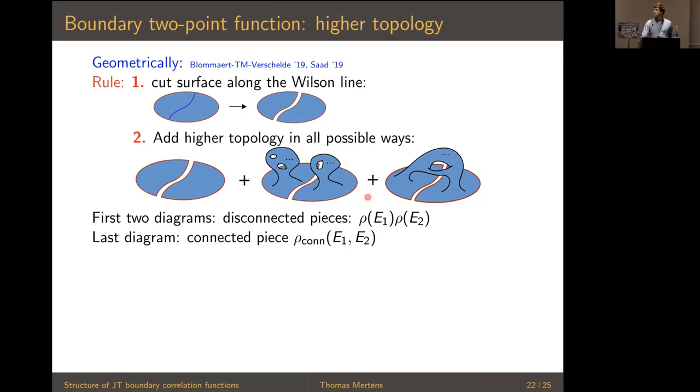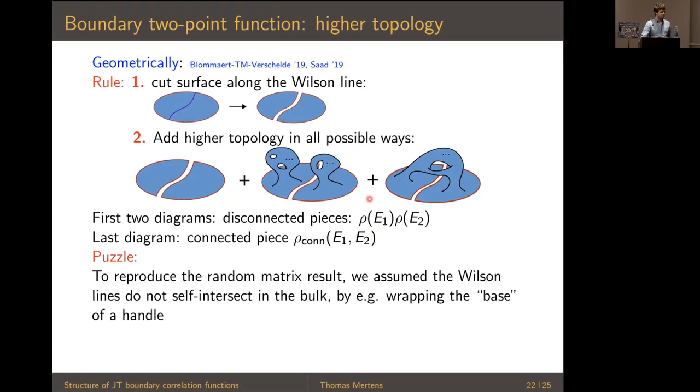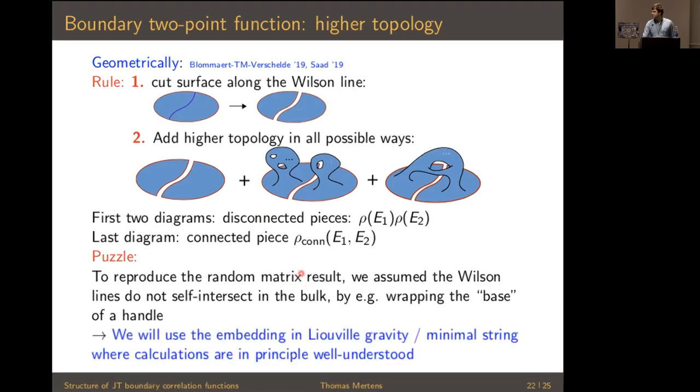I'm just sketching the rules because I want to mention a specific puzzle that you have if you follow these rules. At first sight, you imagine you just need to add all possible forms of higher topology, or higher genus corrections, to this genus 0 answer. But to reproduce this random matrix result, we assume these Wilson lines do not self-intersect in the bulk by, for instance, wrapping the base of a handle. So by following these rules, I'm excluding the case where this line would wrap around this handle here and then go to the other side. These cases are excluded because I first cut along this line to begin with. So why is that? Can we understand why these specific lines should be excluded here?